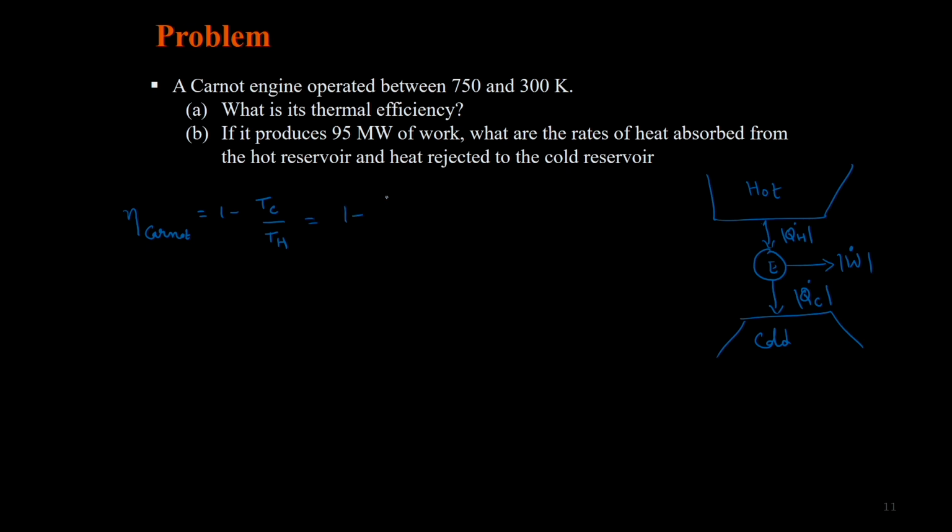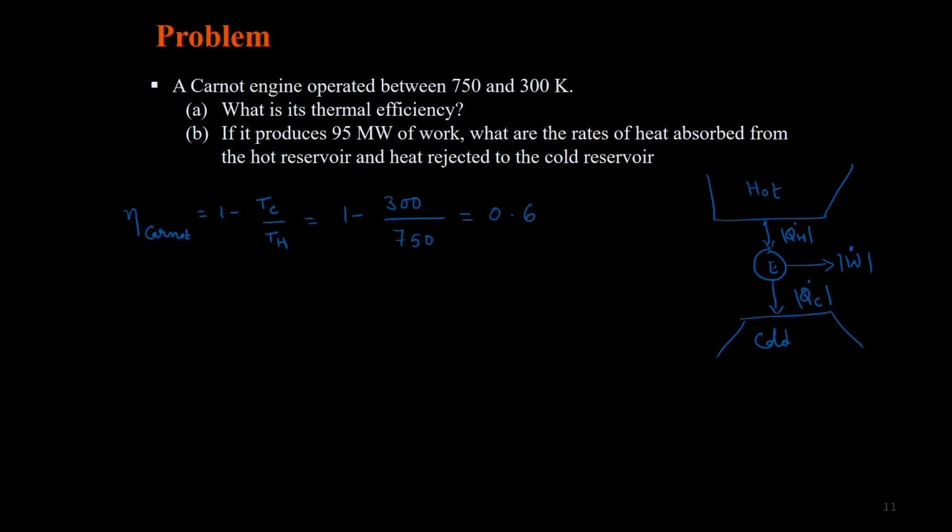So this is 1 minus, the cold reservoir is at 300 Kelvin, the hot reservoir is at 750 Kelvin. So the efficiency is going to be 0.6. So when we operate an engine between 300 and 750 Kelvin, the Carnot efficiency is 0.6. So the maximum thermal efficiency we can get for operation between these two temperatures is 0.6. In reality, if the process is irreversible, then the efficiency is going to be even lower than this value.